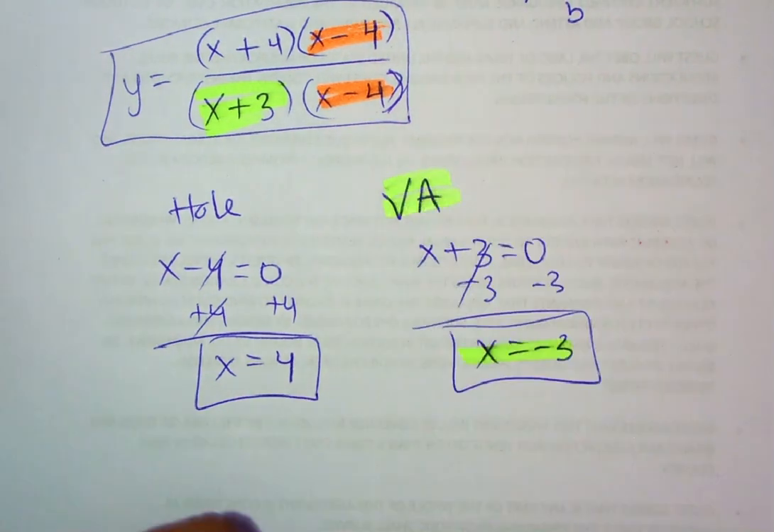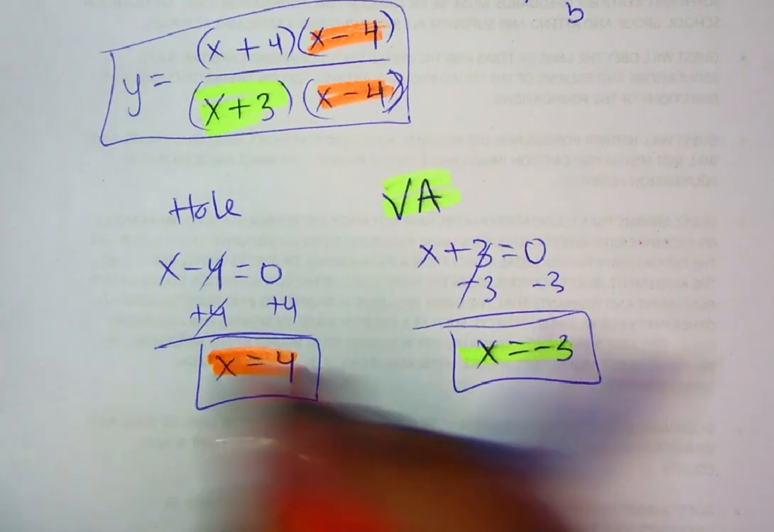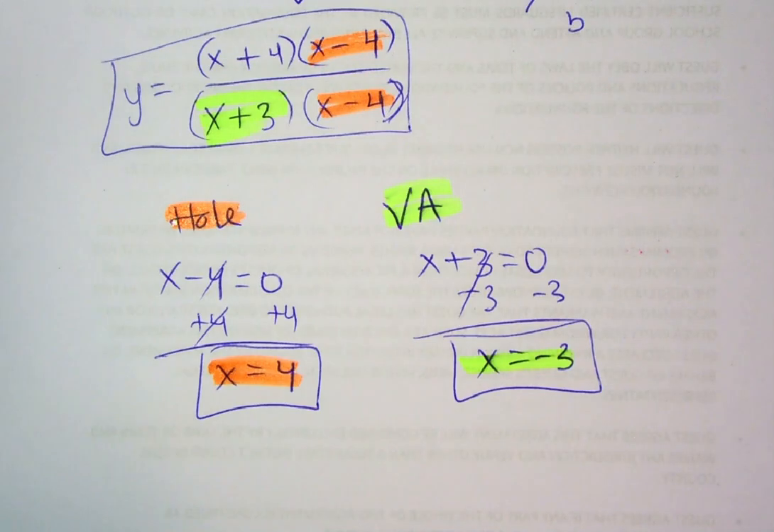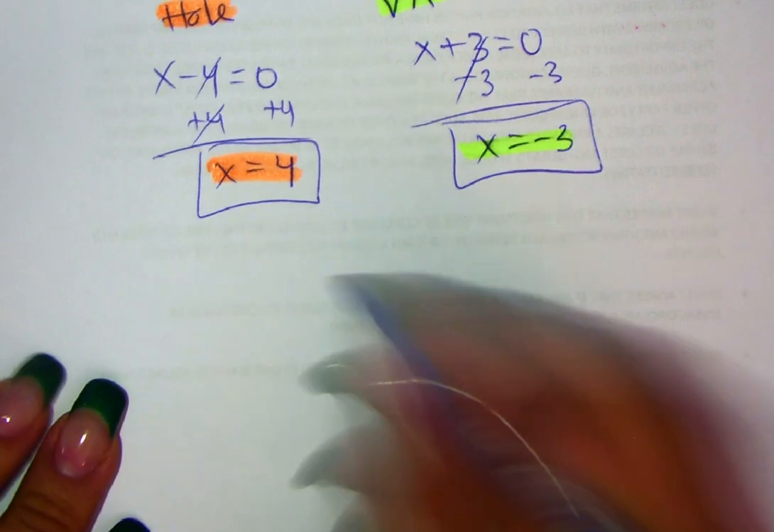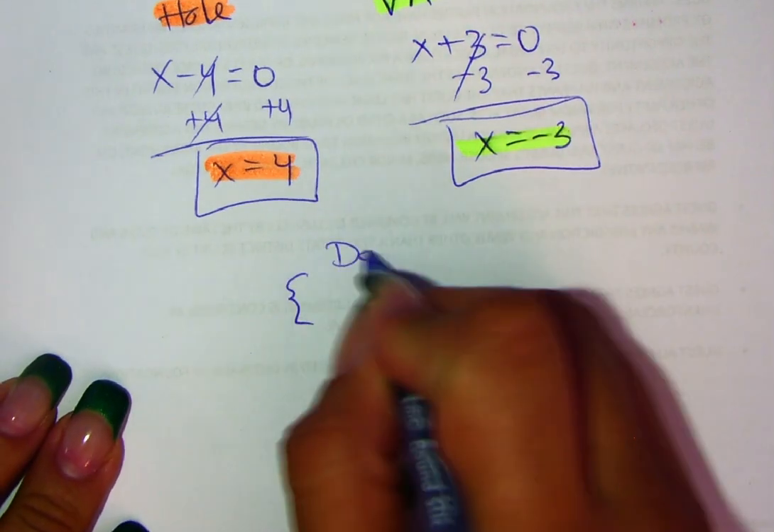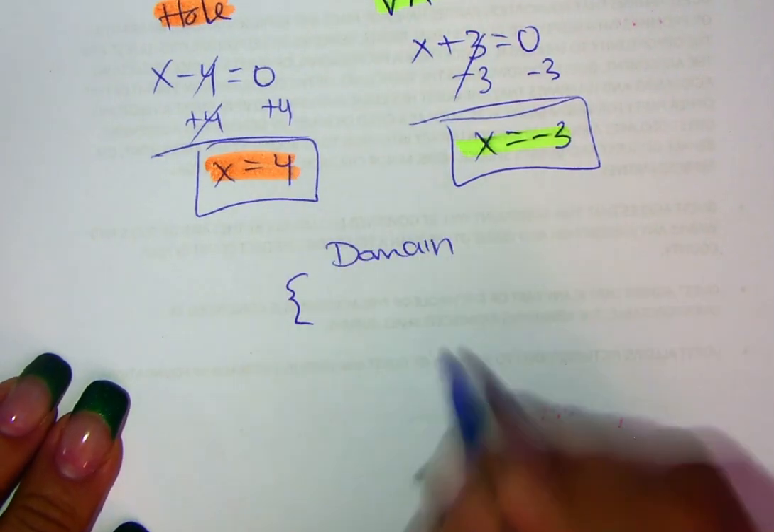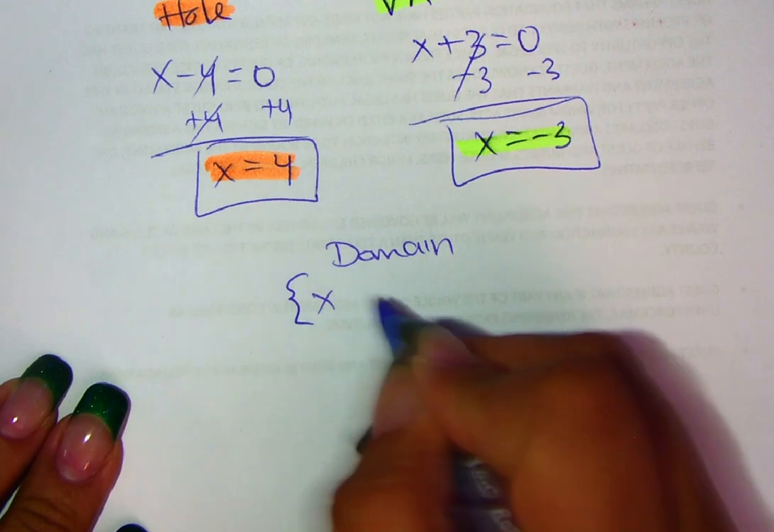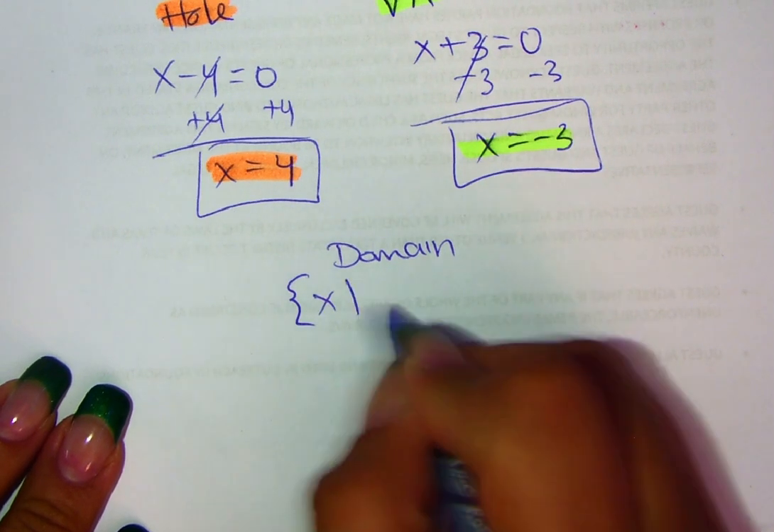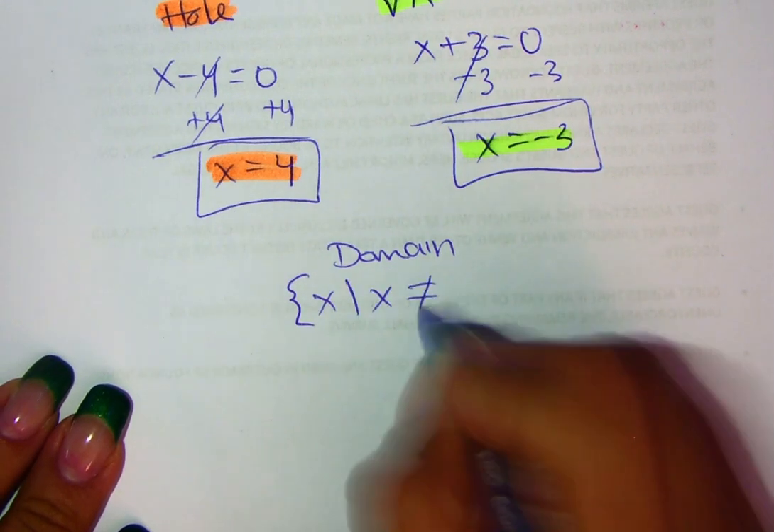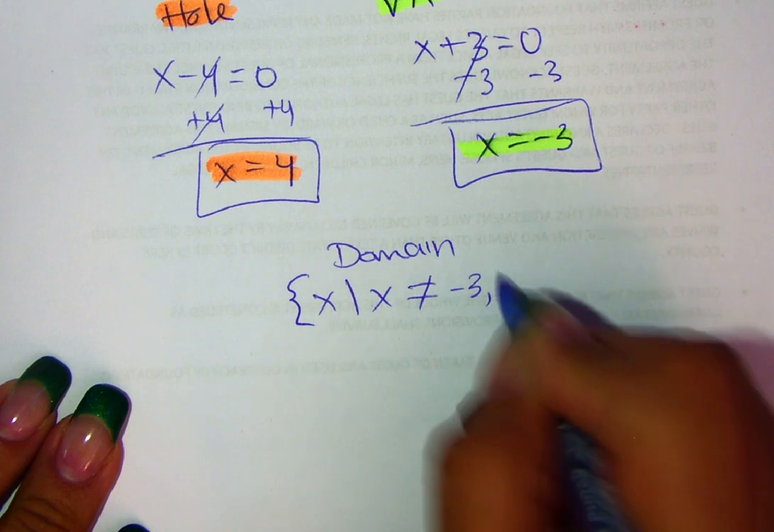So once we identify these, we want to finalize by stating in our domain that all the x values are okay to use except for these two numbers. So the set of all x values such that x cannot equal negative 3 and 4.